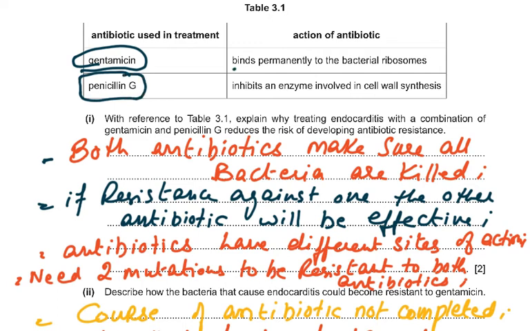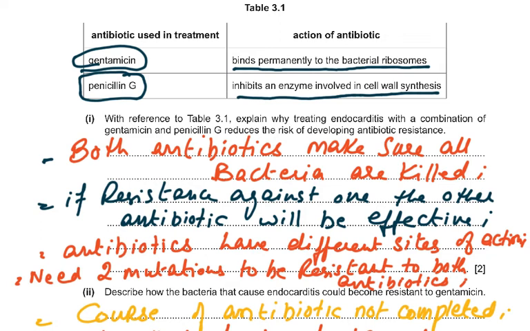Now, gentamicin binds permanently to the bacterial ribosomes, and penicillin G inhibits an enzyme involved in cell wall synthesis of the bacteria. So they've given you two antibiotics and they've told you how they kill bacteria by either binding to the bacterial ribosome, so that means the bacteria cannot make any more of their proteins, and the other is involved in cell wall. So no cell wall, so how will binary fission take place and cell wall be made? So that is going to be the problem, and the bacteria is going to die. So that's what antibiotics do, they kill bacteria.